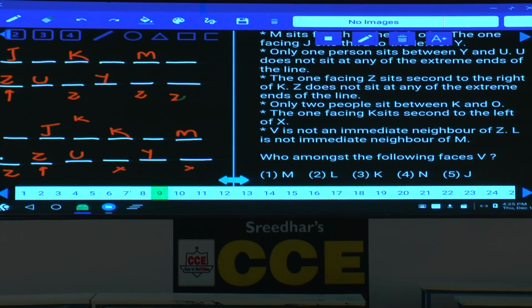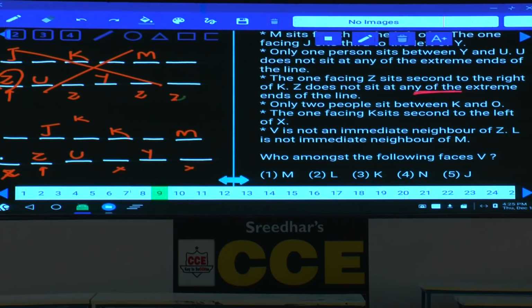There are 2 possibilities. And out of which Z does not sit at any of the extreme ends of the line, that is clearly given. As Z does not sit at any of the extreme ends of the line, hence in this case Z is at an extreme end of the line, and this case is completely ruled out. Clear now? Finally, we are left with only one case. Z cannot be here. As Z cannot be here, then the one facing Z sits second to the right of K, and Z does not sit at any of the extreme ends of the line.